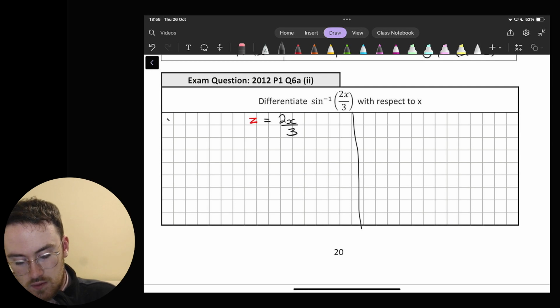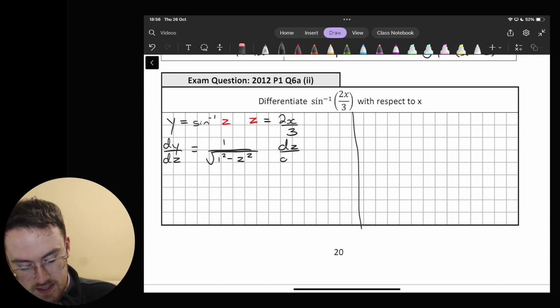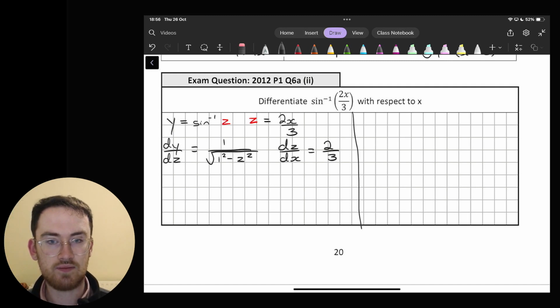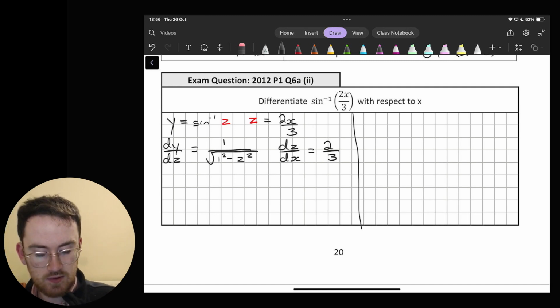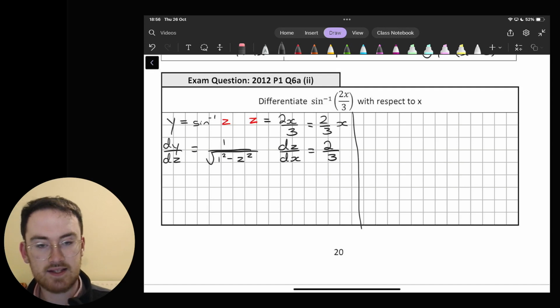And I'm going to say then that y is just sine inverse of z, which means dy/dz is going to be 1 over the square root of 1 squared minus z squared, and dz/dx is going to be 2/3, because that's the same as me writing (2/3)x.